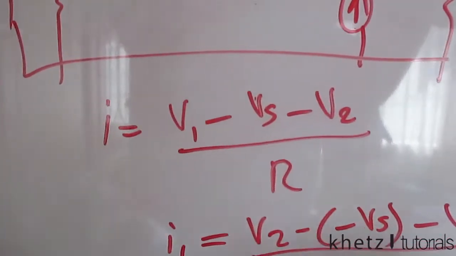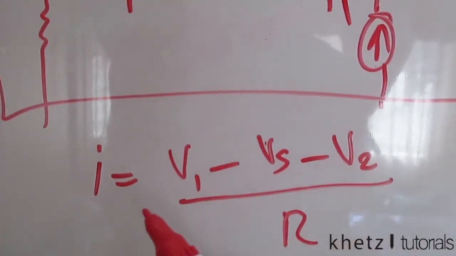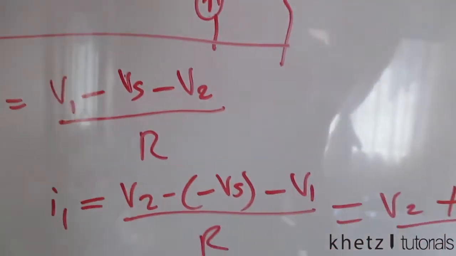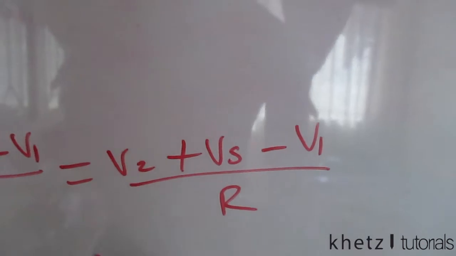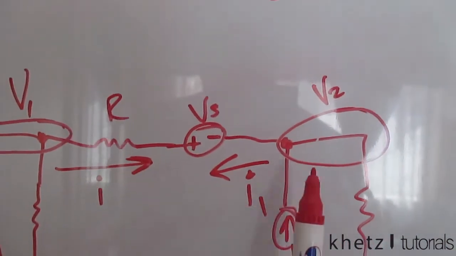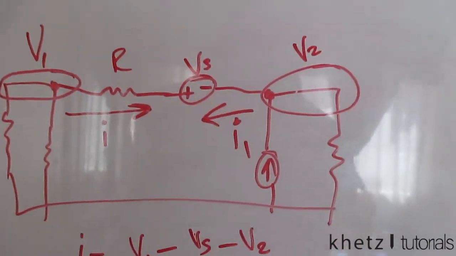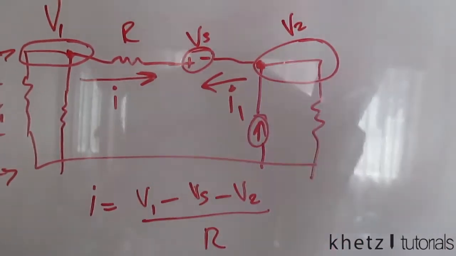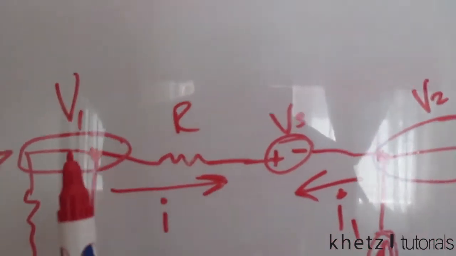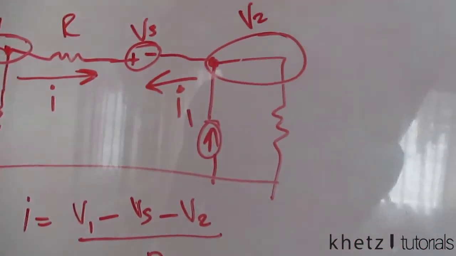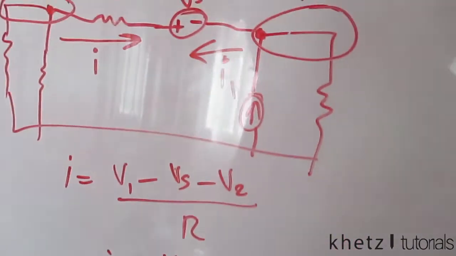You could have gotten that from just negating all of this, which was going to give you negative V1 plus Vs and plus V2, which is the same thing as what we have here. So when you go in that direction, it's going to be minus minus. When you go in that direction, it's going to be minus plus. And that is how you deal with the situation where you have a voltage source in your path. So now let me quickly erase this. Then I'm going to continue to talk about supernodes.